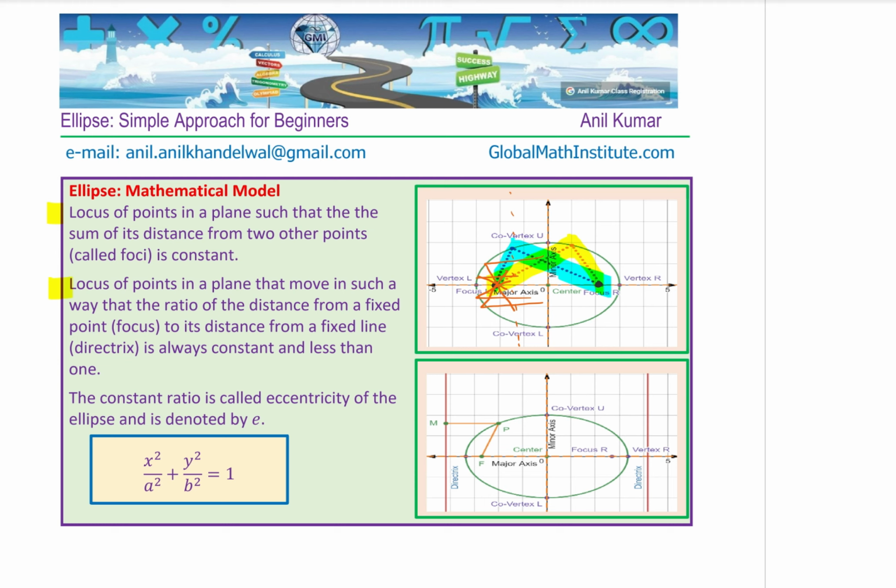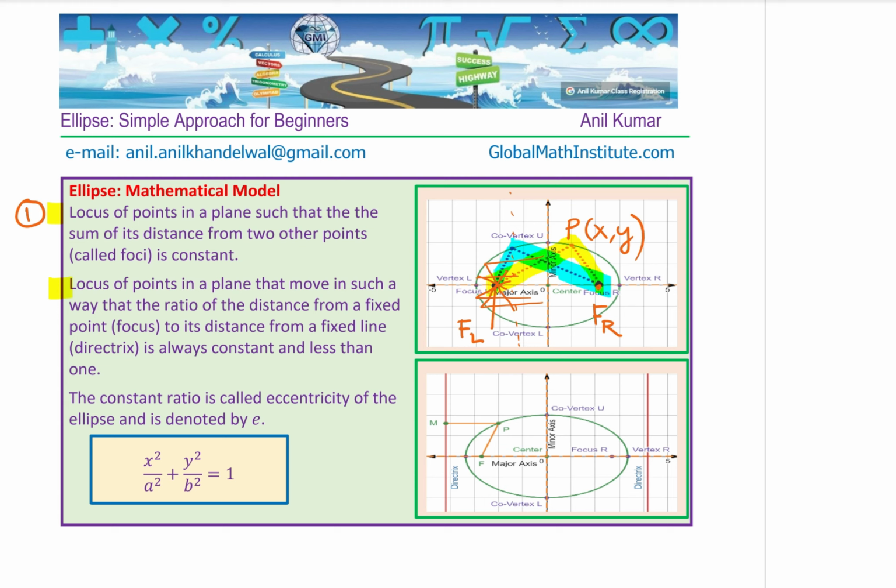So from here, if you equate the distance of any point P, which is considered as (x, y), with the focus, we'll call this the focus on the right side, and we'll call this the focal point on the left side. Then the sum of these distances is always constant. So that gives you a mathematical model, and that is one way to approach this particular model.